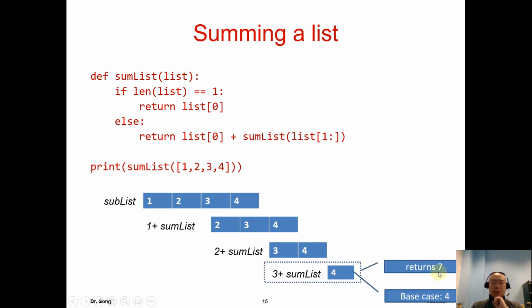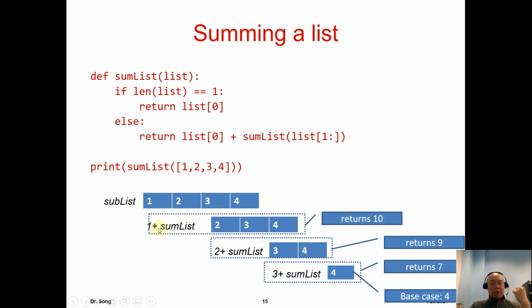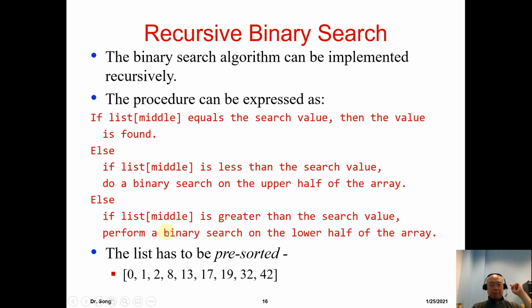So I'm going to return a 7 here, so I have got the sum of the 3 and 4 figured out. So I'm going to do a return to the caller because now I know the sum of the 3 and 4. And then, well, 3 and 4 is 7, and then 2 plus 7 is 9. That is the sum of the 2, 3, and 4. And then I want to do one further return to the top, and then I will have 10.